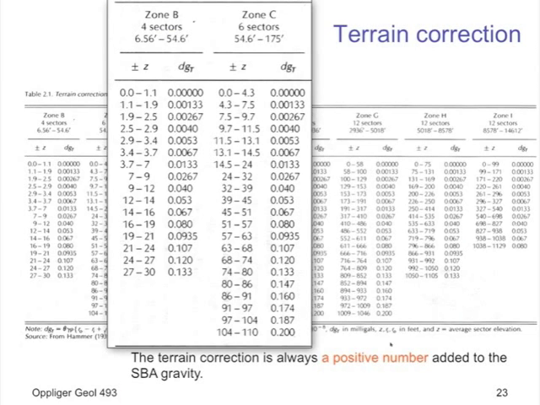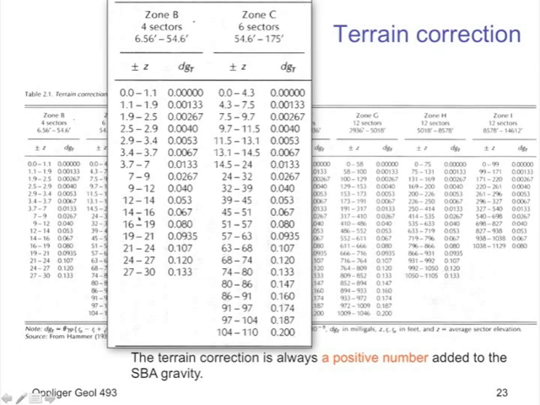And then, as I showed you, you look at page 14 of the Telford book, and there's the terrain correction table, and you decide in each sector, Zone B has 4 sectors, Zone C has 6 sectors, and within each distance range, Zone B is 6.5 to 55 feet away, and Zone C is 55 to 175 feet away. You decide what the average elevation difference is, positive or negative doesn't matter. So plus or minus Z, you figure out what your elevation difference is. Here in the Telford book, this table is listed in feet, and then you read off the terrain correction to add, always added for that sector.